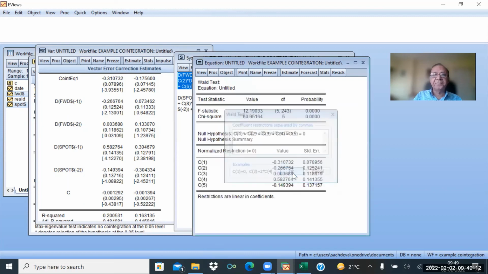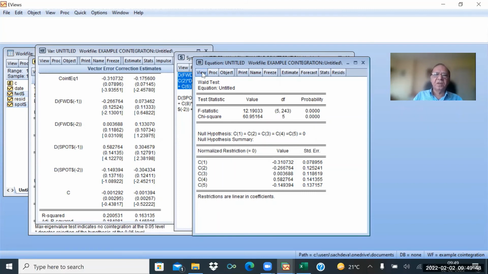So we'll say okay. So it says probability 0.000. See chi-square test. Chi-square says probability 0.000. So it means we reject the null hypothesis. What is our null hypothesis? C1 is equal to C2 is equal to C3 is equal to C4 is equal to C5 is equal to 0. It means they are not 0. All are not 0. So they are different. And this also can be seen from the probability which we have when we made the OLS equation. We can see it from this.